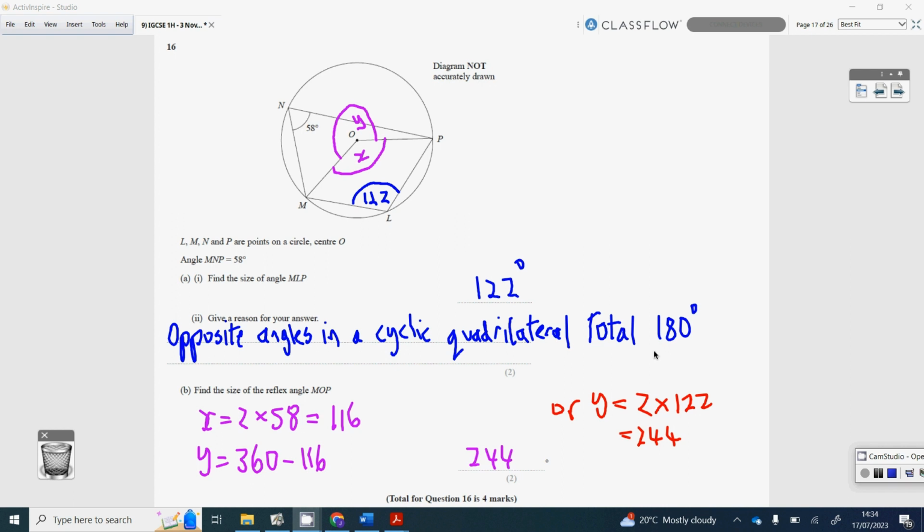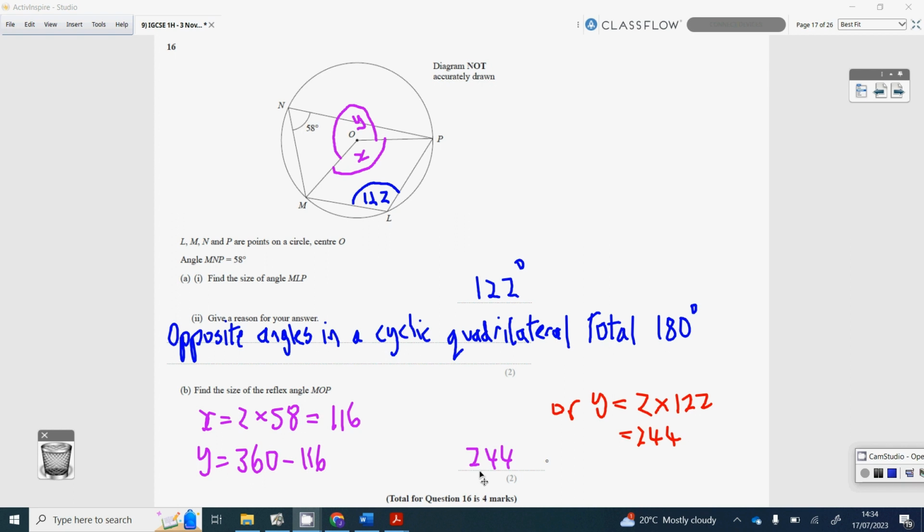Now, for part B, another of the circle theorems is that the angle at the center is twice the angle at the circumference. So looking at it from the point of view of this shape here, MOPN, this angle which I've called X is going to be twice the angle at N. So 2 lots of 58, which is 116. Now we're being asked for the reflex angle MOP. So that's this angle here, which I've called Y, okay? Reflex being greater than 180. So once we know that X is 116, Y is going to be 360 take away that, which is 244.